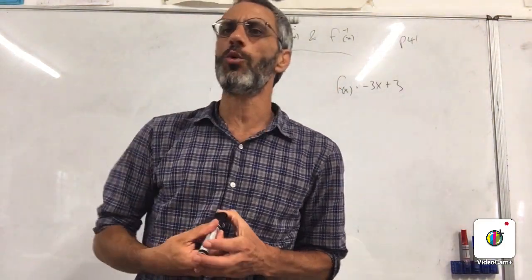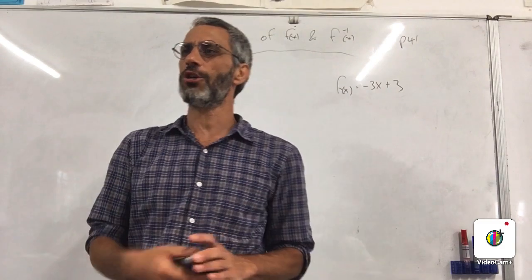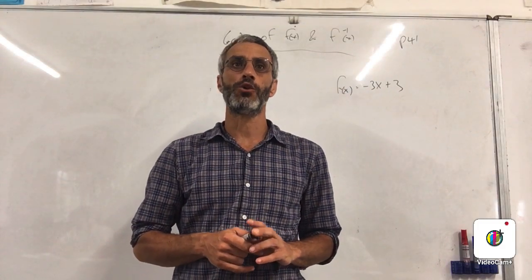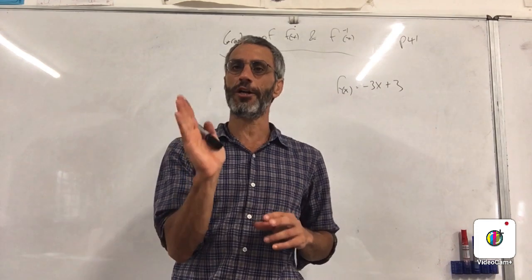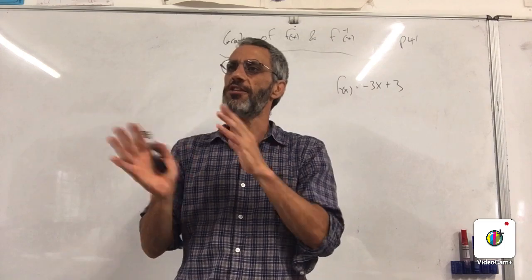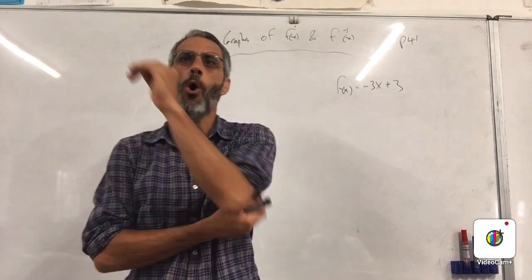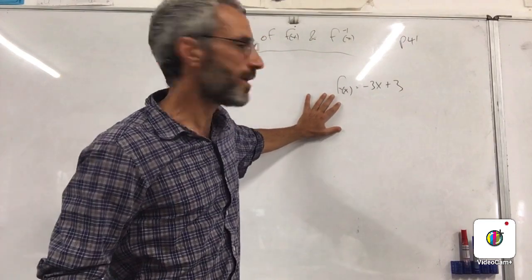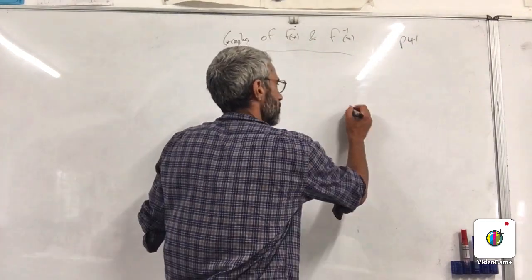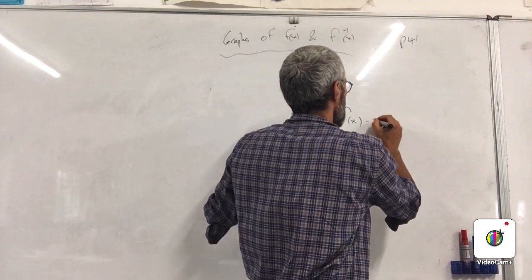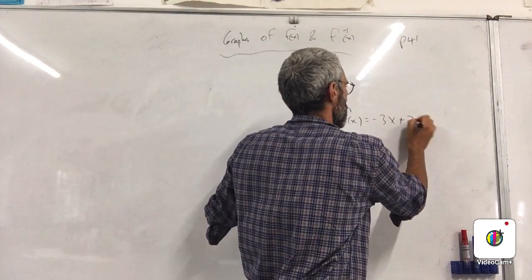We are carrying on with function or inverse function, and this time we're going to look at the graphs. So we're going to plot graphs of a certain function, and then plot the graph of the inverse function and see that there are some things that are always the same. As an example, we'll use f of x equals minus 3x plus 3.